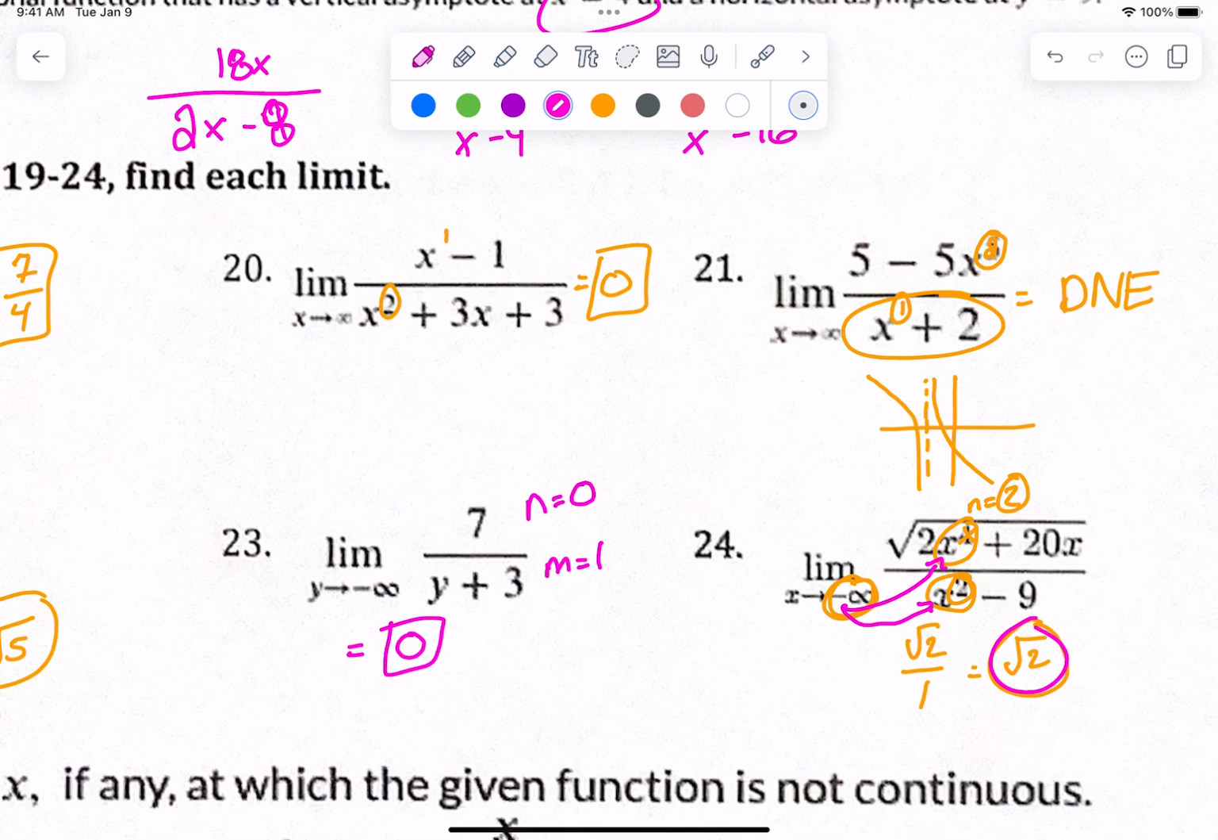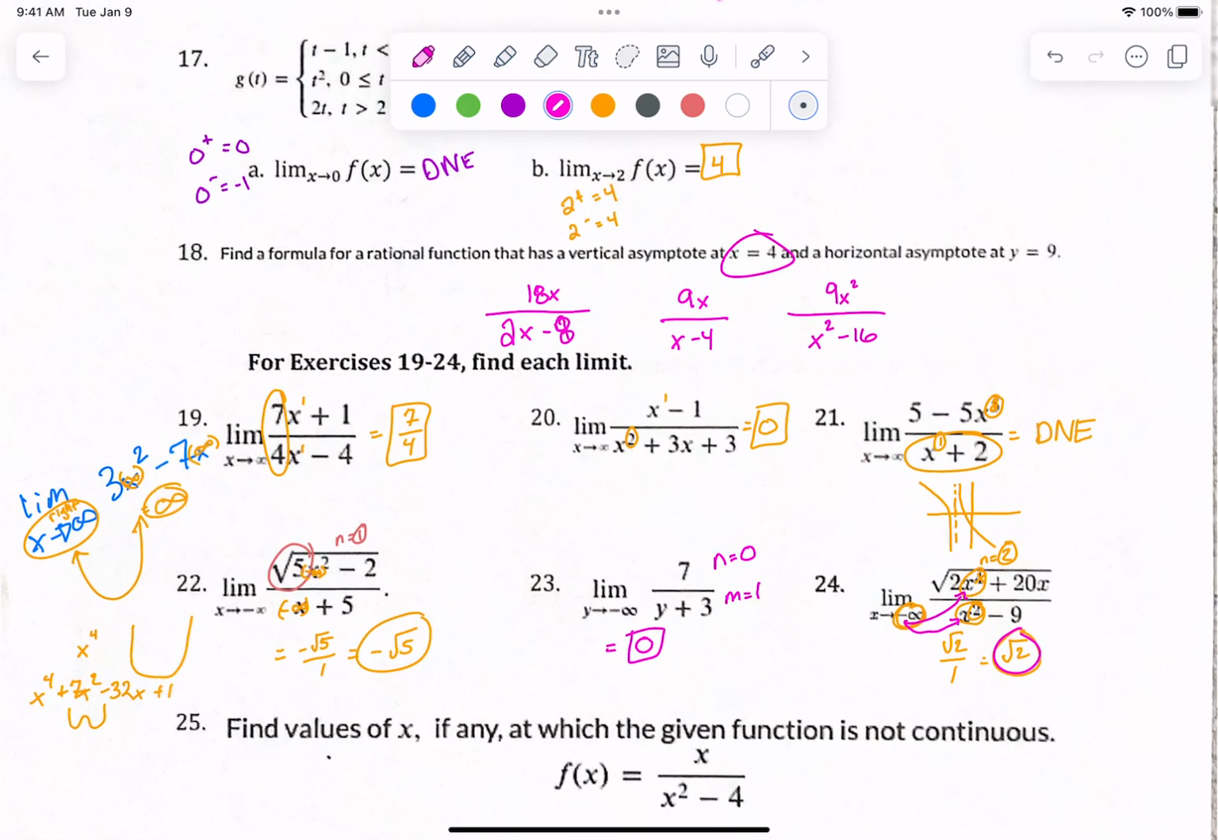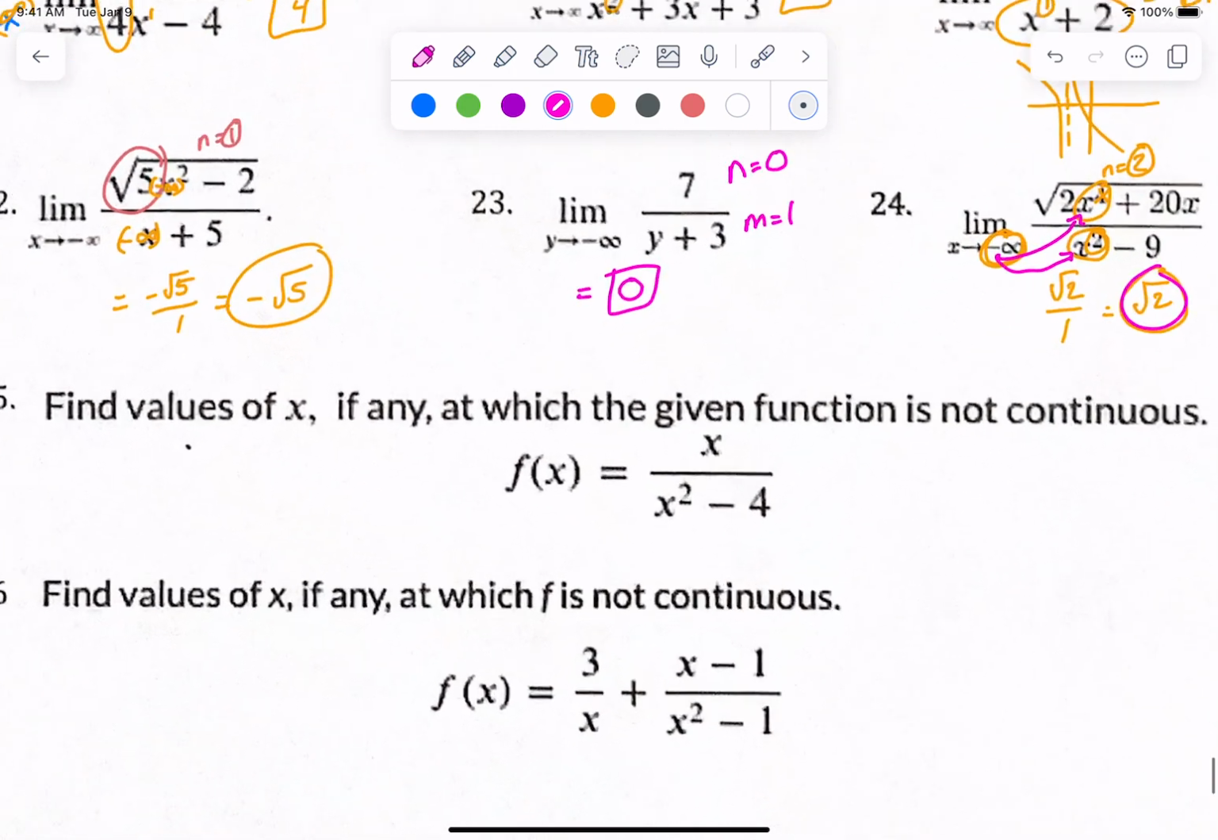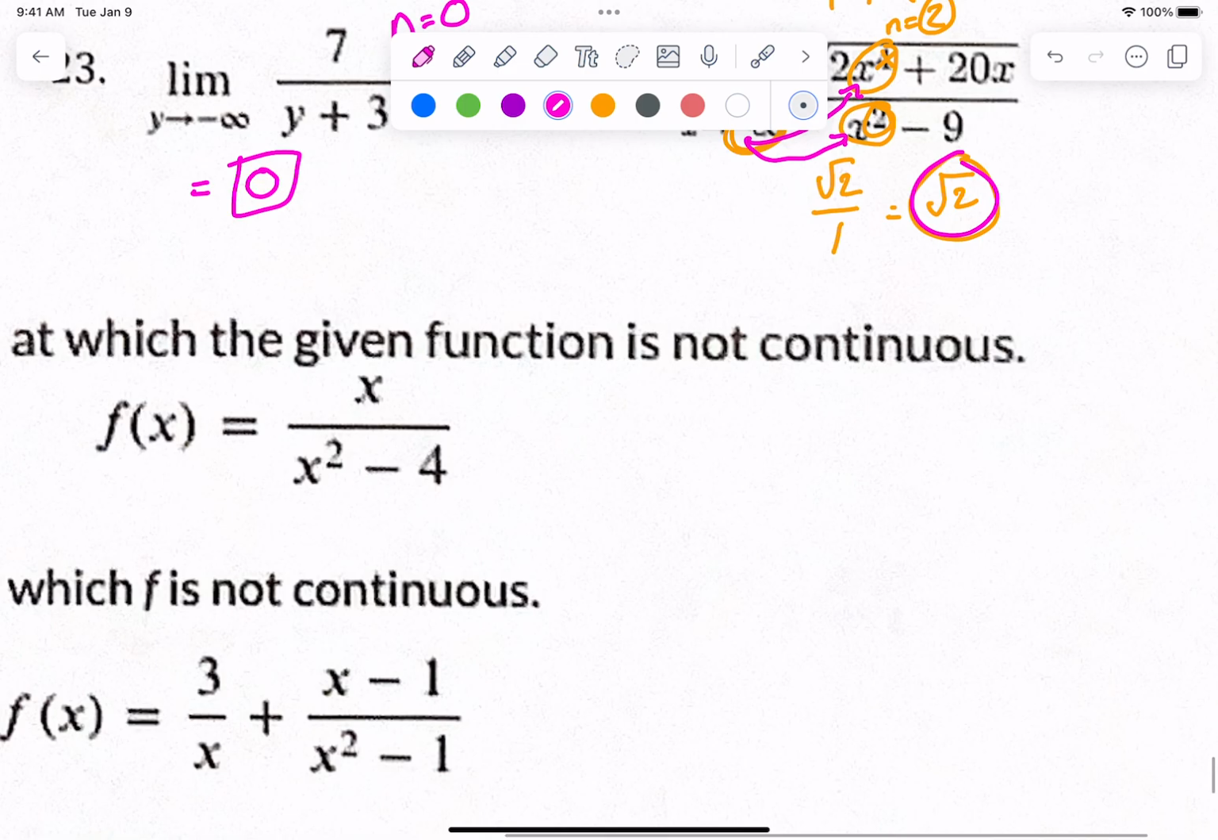Okay? Good? All right, so let's go to the next. Number 25. Find any values at which the function is not continuous. What makes a function not continuous? What things could happen? Zero on the bottom. VAs, holes, and jumps, which would be like a piecewise function. Those three things make it not continuous.